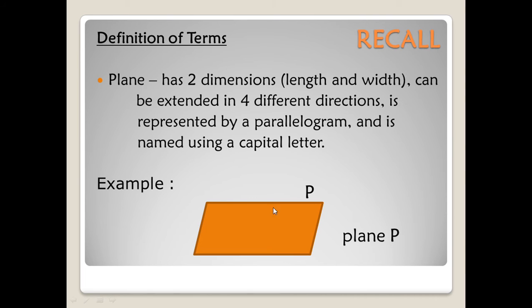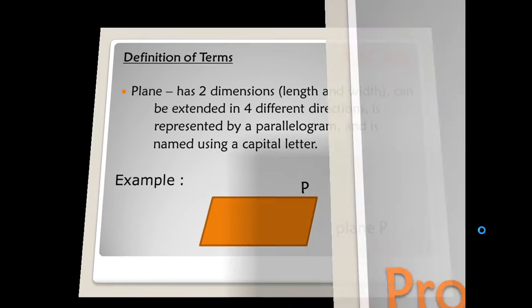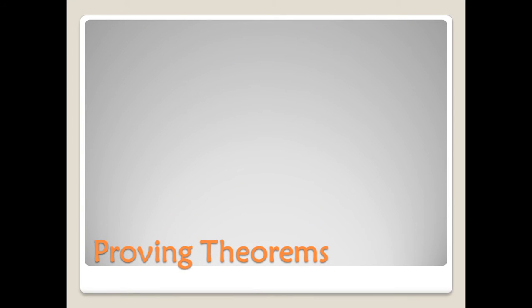So, meron siyang 2 dimensions which are length at width. Pwede mo siyang extend in 4 different directions. Pwedeng extend mo to pataas, habaan mo dito, dito, at dito. Kaya siya parallelogram para mas makita yung dimension nung 2-dimensional figure natin or nung plane. Okay. So, ganun tayo mag-define ng terms sa geometry.